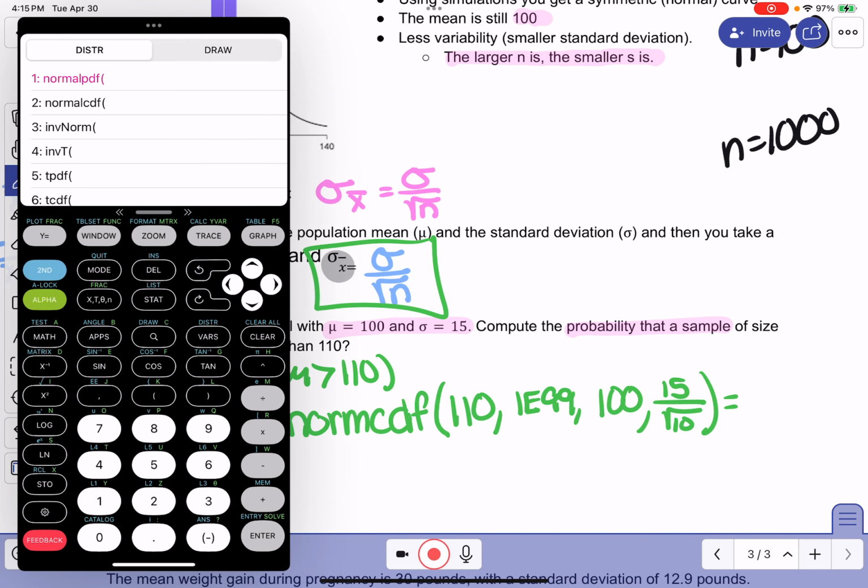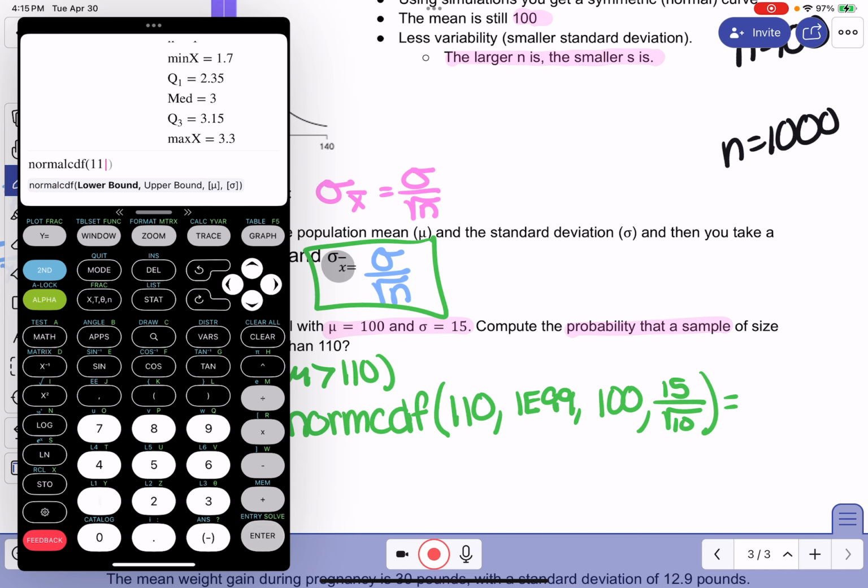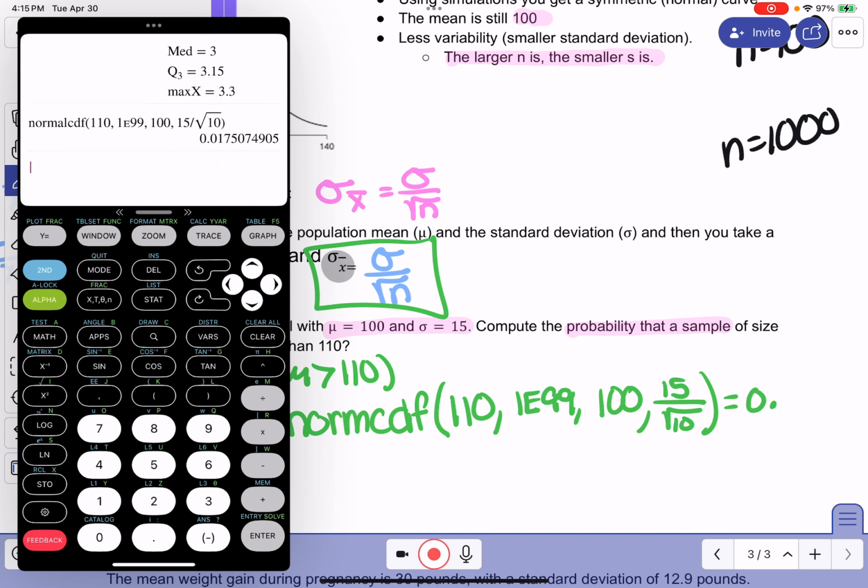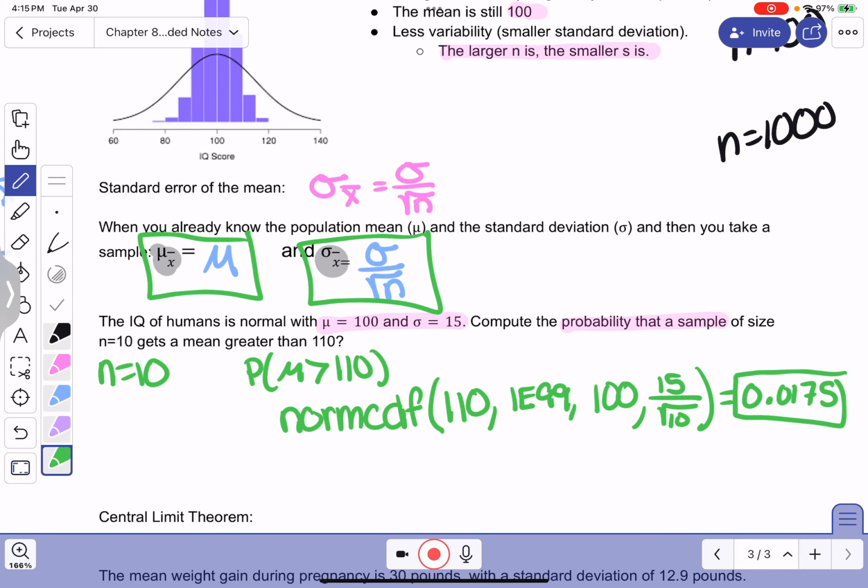So second vars, norm CDF, 110, 1E99, 100, and then 15 divided by square root 10. And we get 0.0175.